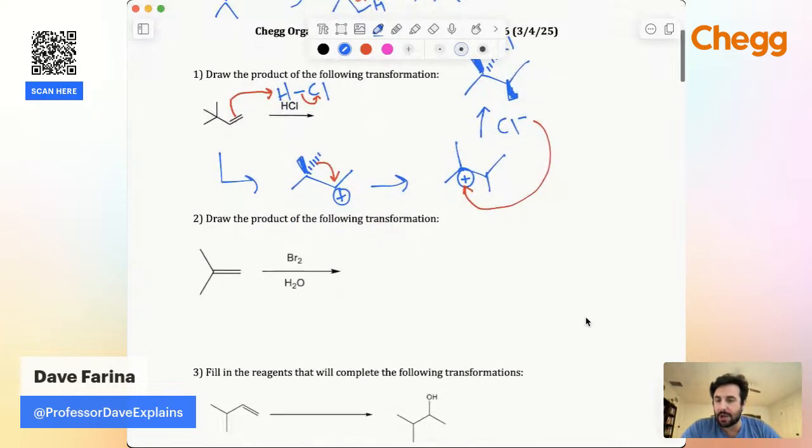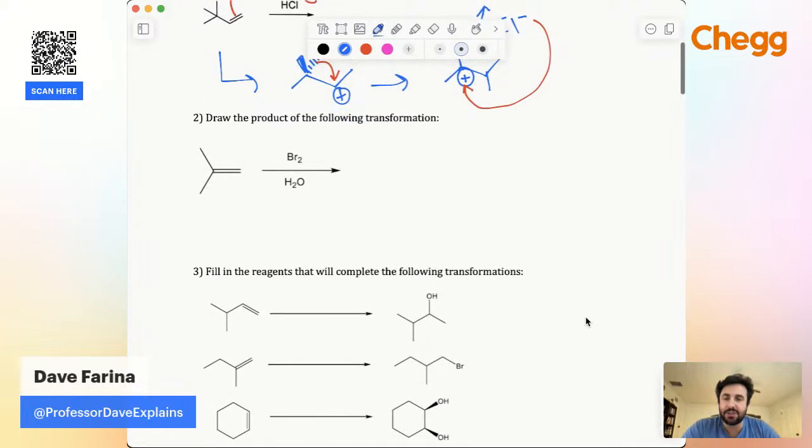Okay, number 2. So this is another addition reaction, but there's a little bit of a twist here. Draw the product of the following transformation. We know this is starting out as a dibromination, right? We have Br2 and a pi bond. So the pi bond can go and attack this bromine, kick that off.